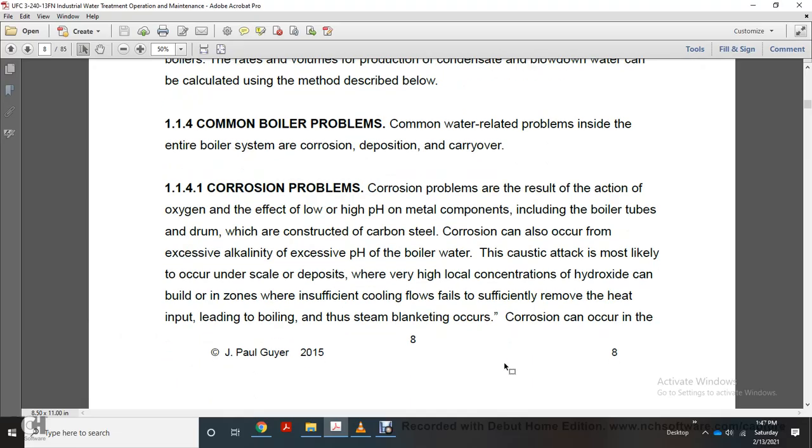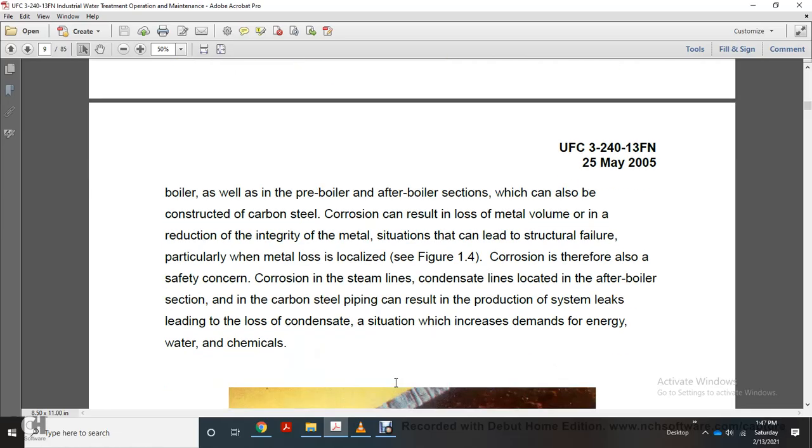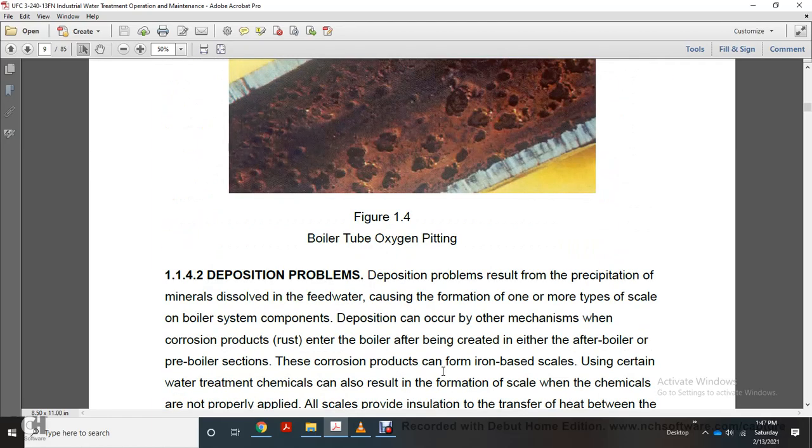Thus, steam blanketing can occur. Corrosion can occur in the boiler as well as in the pre-boiler and after-boiler sections, which can also be constructed of carbon steel. Corrosion results in the loss of metal volume and a reduction in the integrity of the metal, a situation that can lead to structural failure, particularly when the metal loss is localized. Corrosion is therefore a safety concern. Corrosion in steam lines and condensate lines located in the after-boiler section, and in carbon steel piping, can result in steam system leaks leading to the loss of condensate, which increases the demands for energy and chemicals. Figure 1-4 shows boiler tube oxygen pitting.